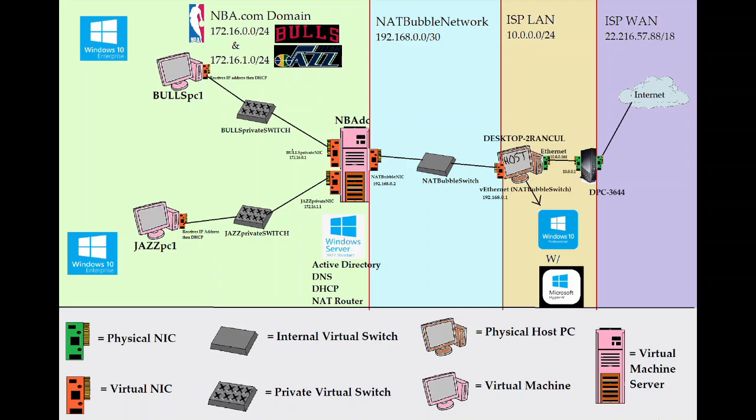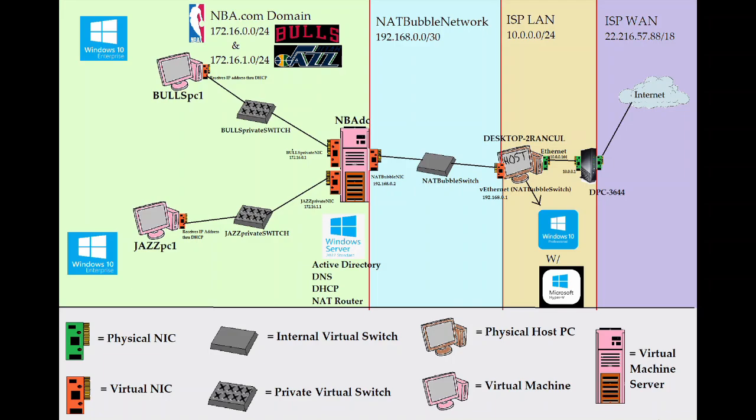What this is going to do is allow our nba.com domain, the computers on that domain, to access the World Wide Web, but also function as its own private domain and its own little realm, where that huge mammoth NBA DC server with that big pink tower in the middle of the diagram is going to be controlling all the PCs on this domain. I'm only using two PCs in this scenario because this is just an experiment: Bulls PC1 on the Bulls network and Jazz PC1 on the Jazz network.